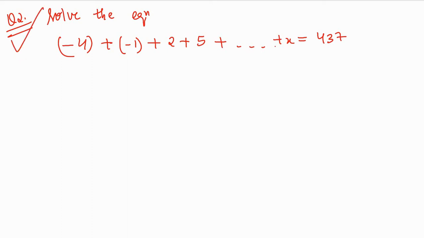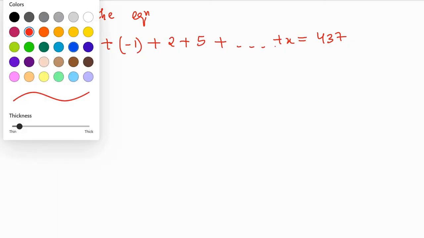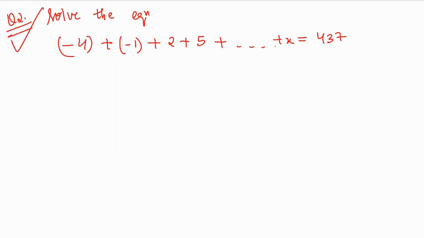Now the second part says solve the equation. Equation here is starting from a as -4. Second term आपको -1 दिया हुआ है. Third term is 2 here and 5 as well. तो हमें यहाँ पे x की वैल्यू फाइंड आउट करनी है. What is x in this case?